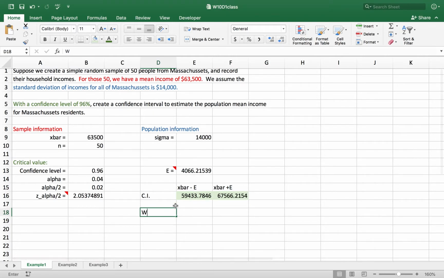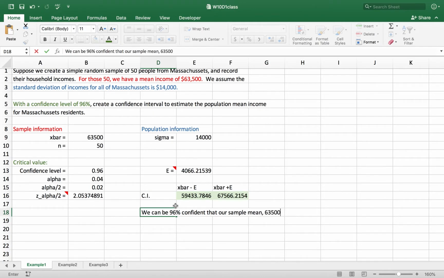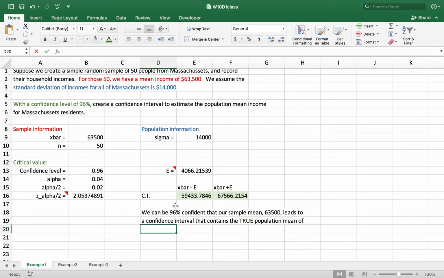All right, so here's our concluding statement. We can be 96% confident that our sample mean, 63,500, leads to a confidence interval that contains the true population mean of residents in Massachusetts. And this, of course, I mean the mean income.